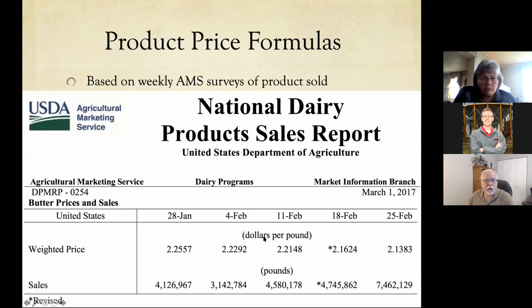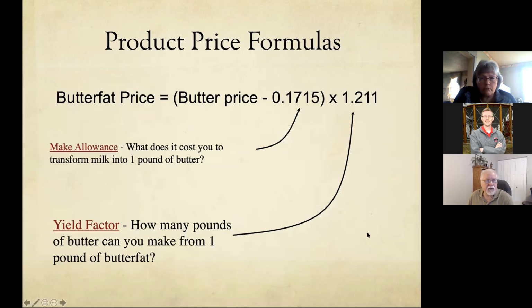Every week, we get a report that's called the National Dairy Product Sales Report. And it tells you, for these weeks that are shown here, what the average price was, in this case for butter. You see butter prices and sales, how many pounds were sold at that. And that's where we get the value of butter. This goes through a formula then. This butter price out here for the month is subtracting something that's called a make allowance.